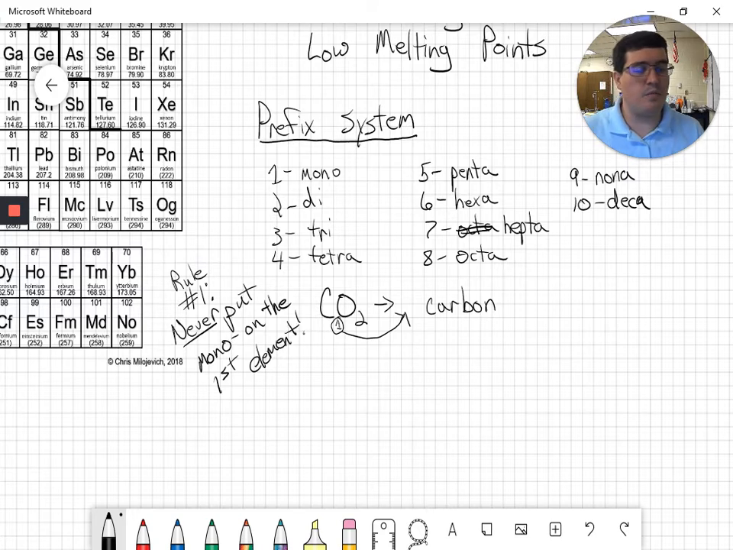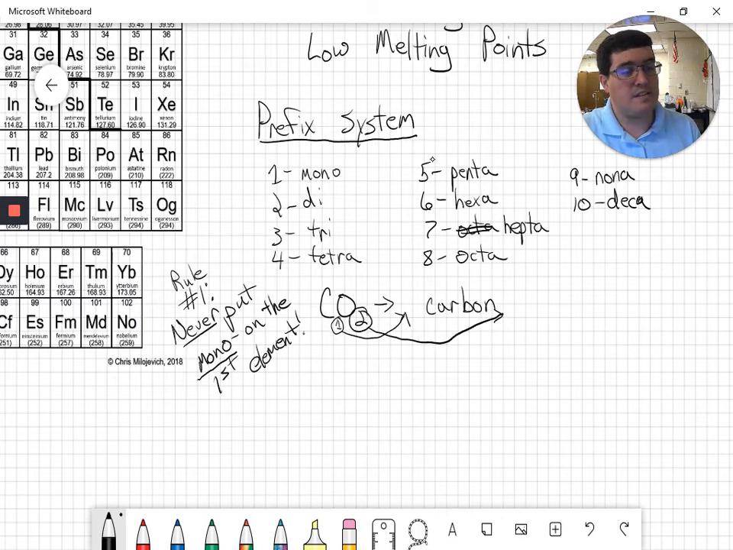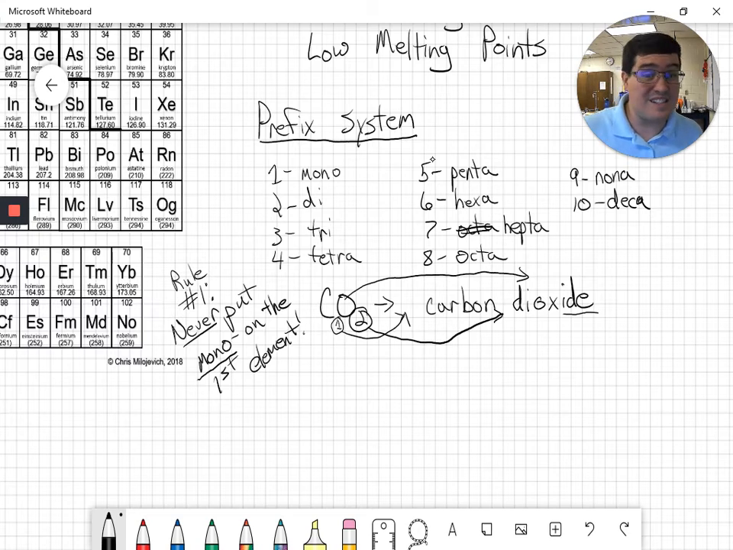The reason for that is we still want to be able to alphabetize these compounds, and so we don't put 1. We never put mono on the first element. This is the only time you will ever drop a prefix here. So we didn't put mono there, but we will put a prefix for that second element. That second element has a 2, so that is di, and O becomes oxygen, but yet again we need to change the last part to end in IDE. So CO2 is carbon dioxide, and it's that simple.